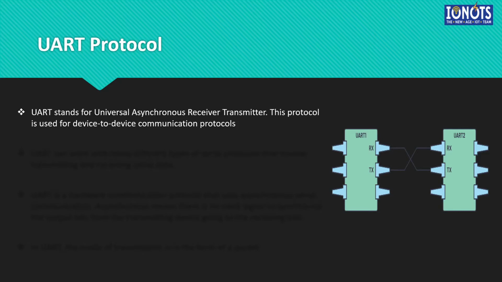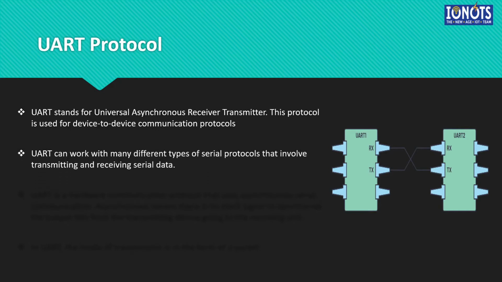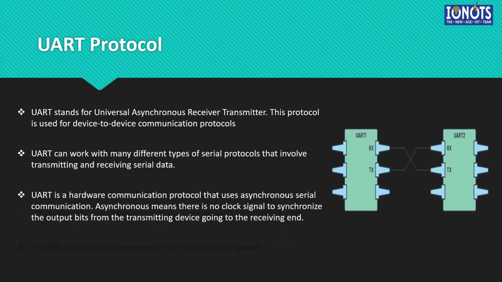This protocol is used for device-to-device communication. UART can work with many different types of serial protocols that involve transmitting and receiving of serial data. UART is a hardware communication protocol that uses asynchronous serial communication. Asynchronous, as all of us know, means that there is no clock signal in order to synchronize the output bits from the transmitting device going on to the receiving device.